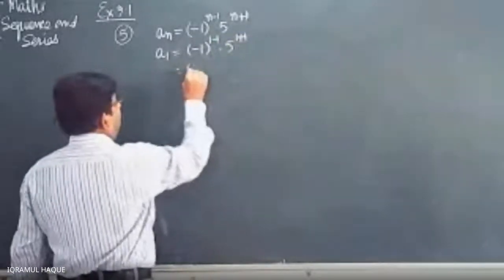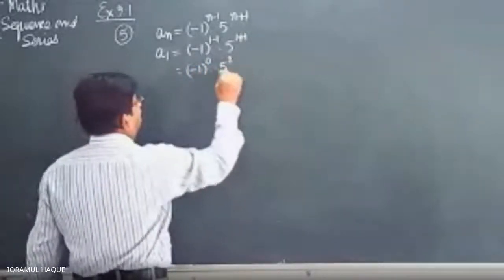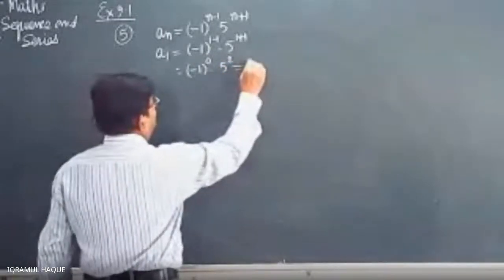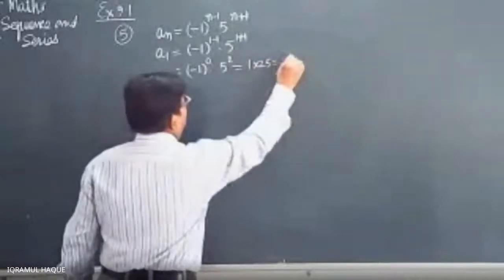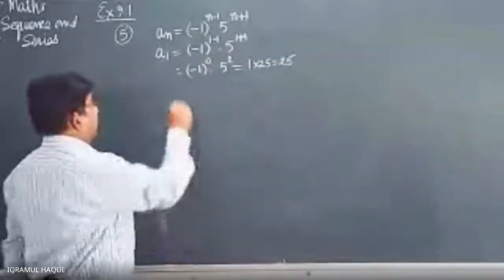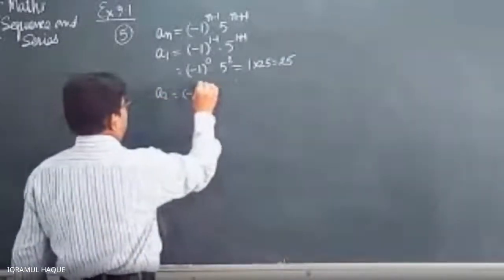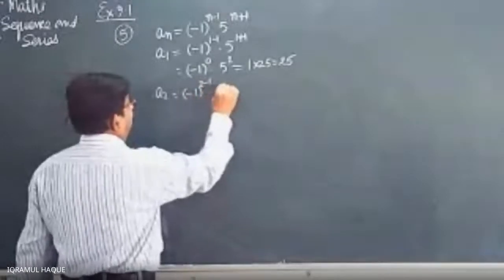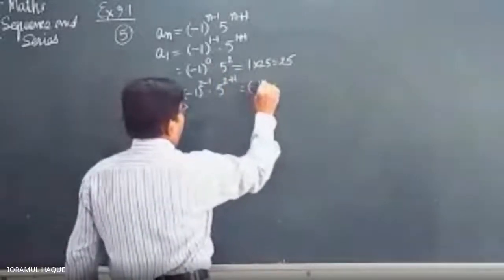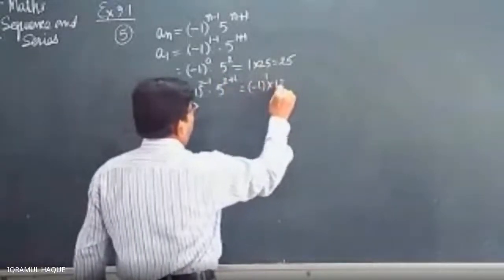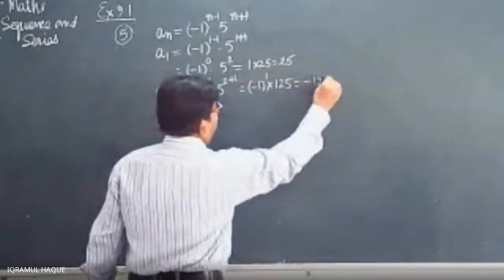This becomes (-1)^0 into 5^2. Minus 1 to the power 0 is what? 1 into 25 is equal to 25. A2 is (-1)^(2-1) * 5^(2+1), which means we have (-1)^1 into 125. Its result is minus 125.